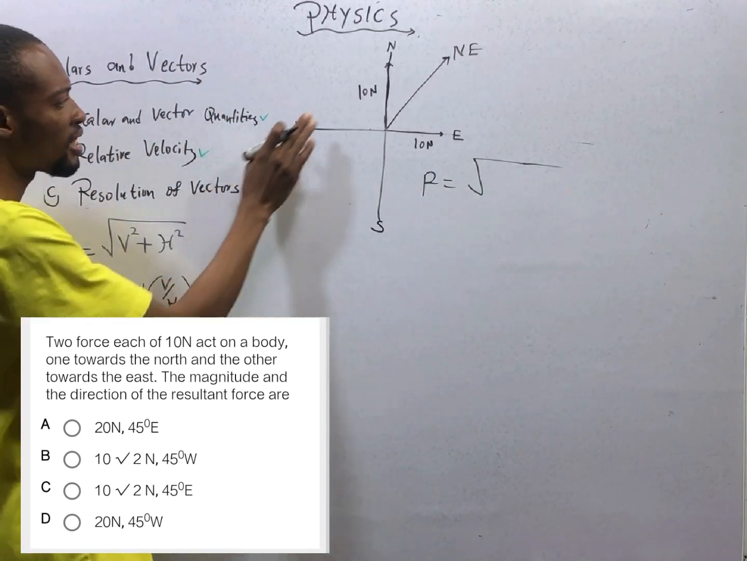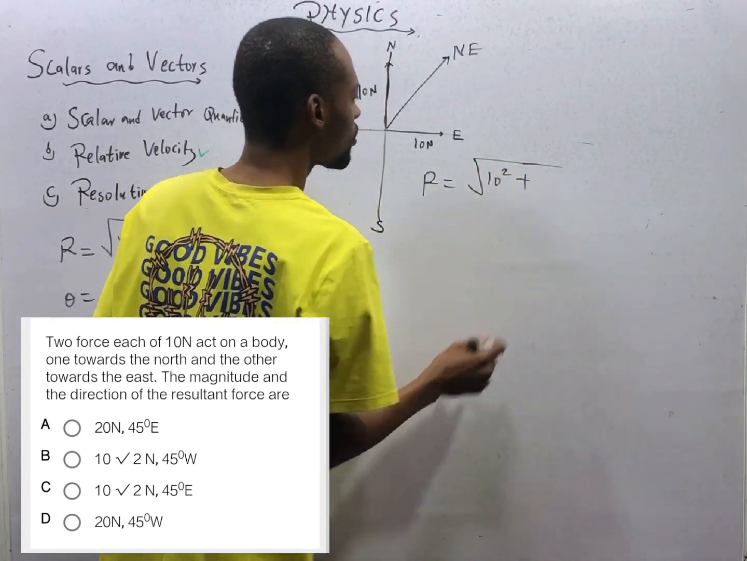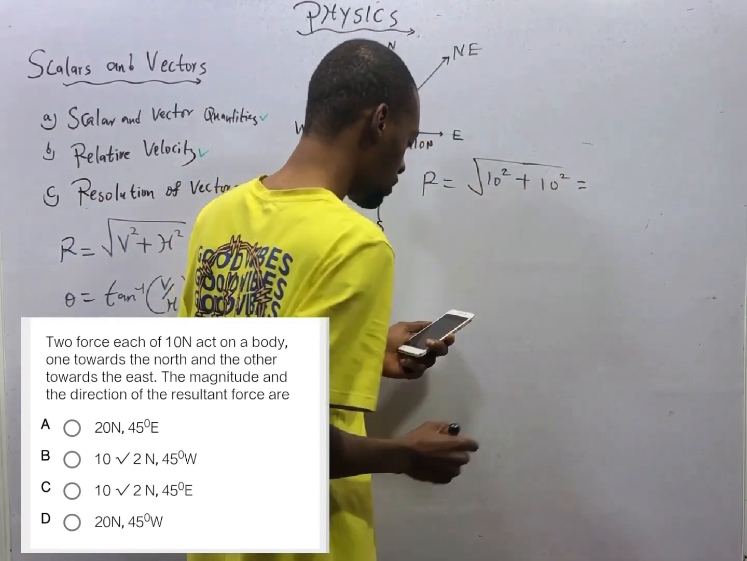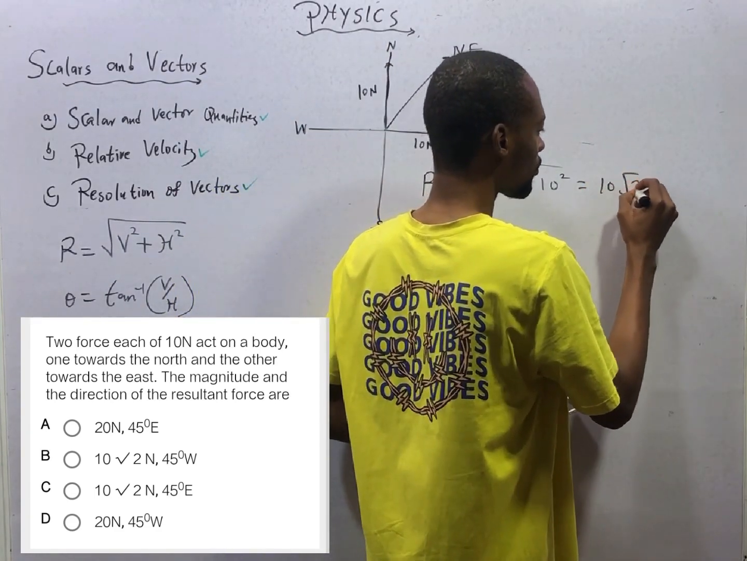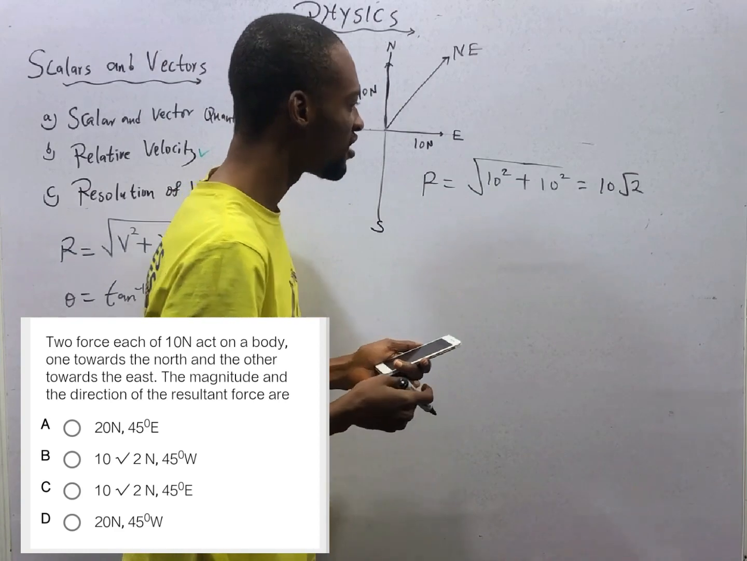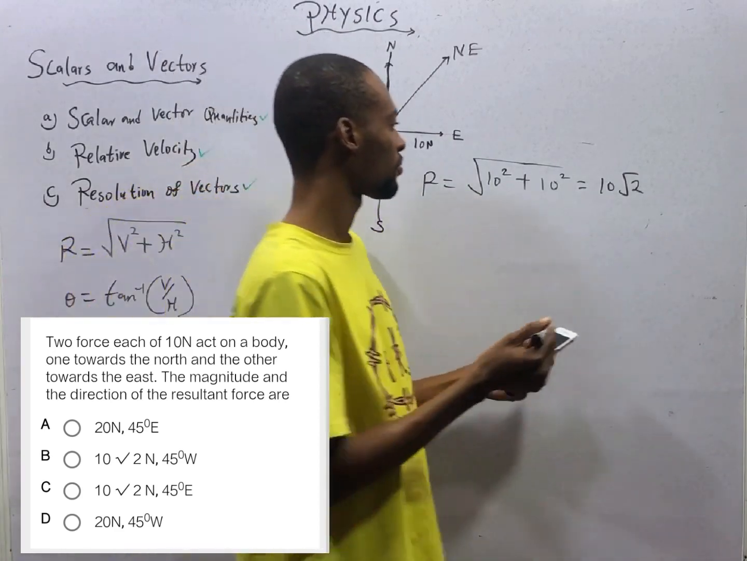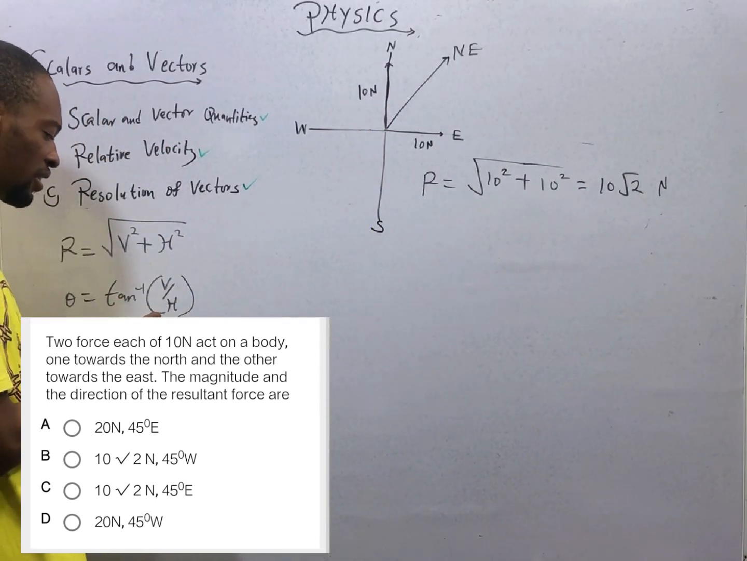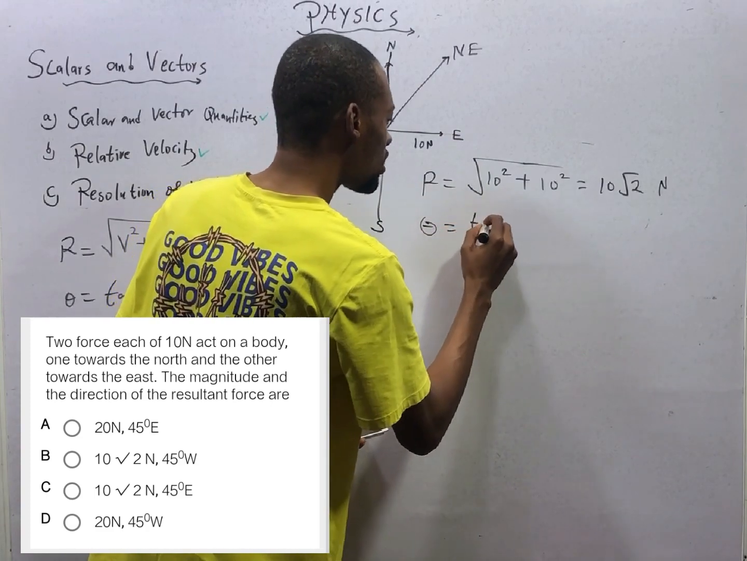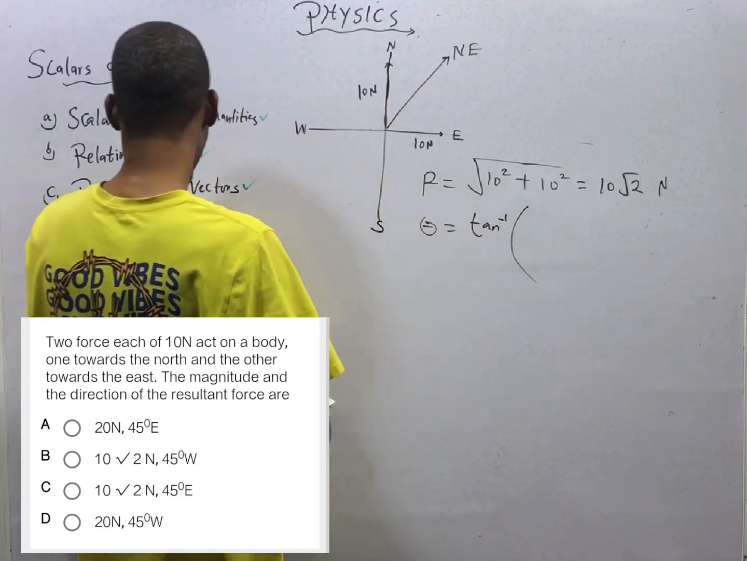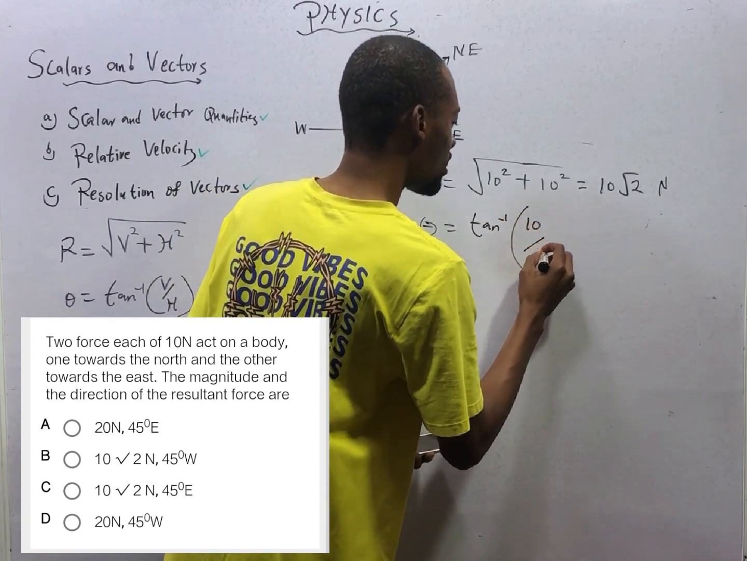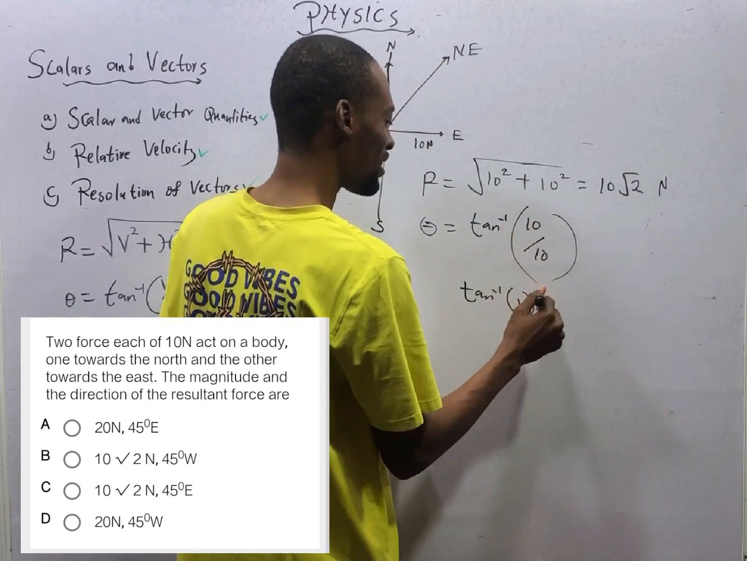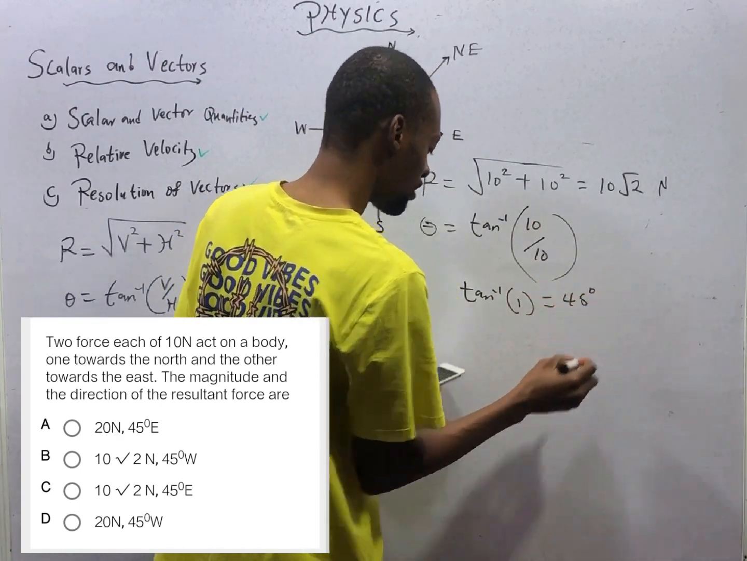V is 10, so 10 squared plus horizontal h is also 10, plus 10 squared. This will simply give you 10 root 2. That is the resultant, 10 root 2 Newton. The direction is tan inverse of v over h. So theta equals tan inverse of the vertical, which is 10, and the horizontal, which is 10. This is tan inverse of 1. 10 divided by 10 is 1, and this will give you 45 degrees.